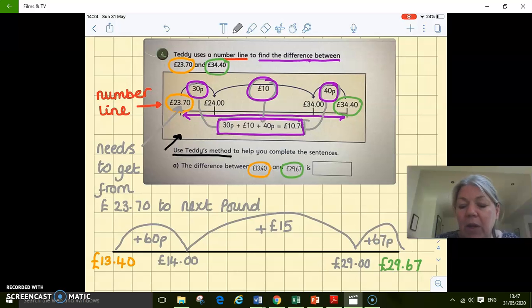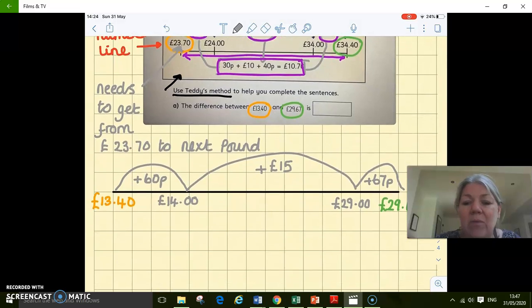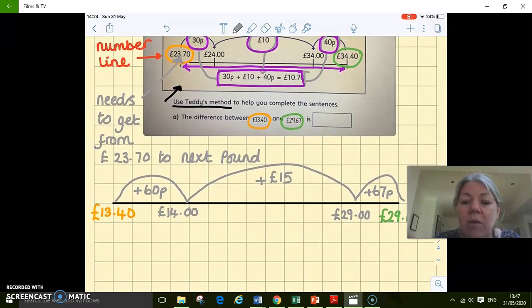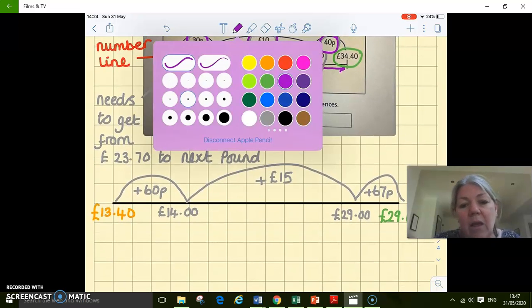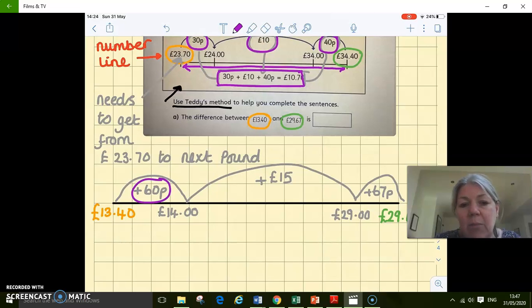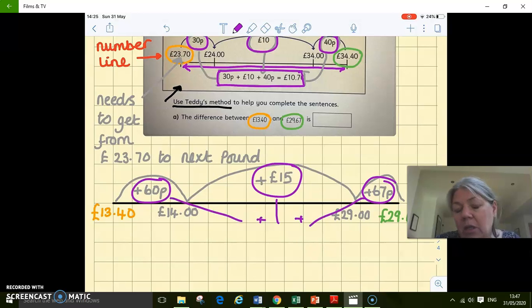I'm trying to be really good, and I'm trying to remember to put in my pounds and pence because we are working with money. And it might be that if you left it, I would just think it was 60 bananas we were adding on. And that wouldn't be right. So this is my difference. The difference is how many jumps have I taken, and I need to add them all together. So I've got £15. I'm going to add my 60 pence. And then I'm also going to add my 67 pence. Now I know that 6 add 6 make 12.